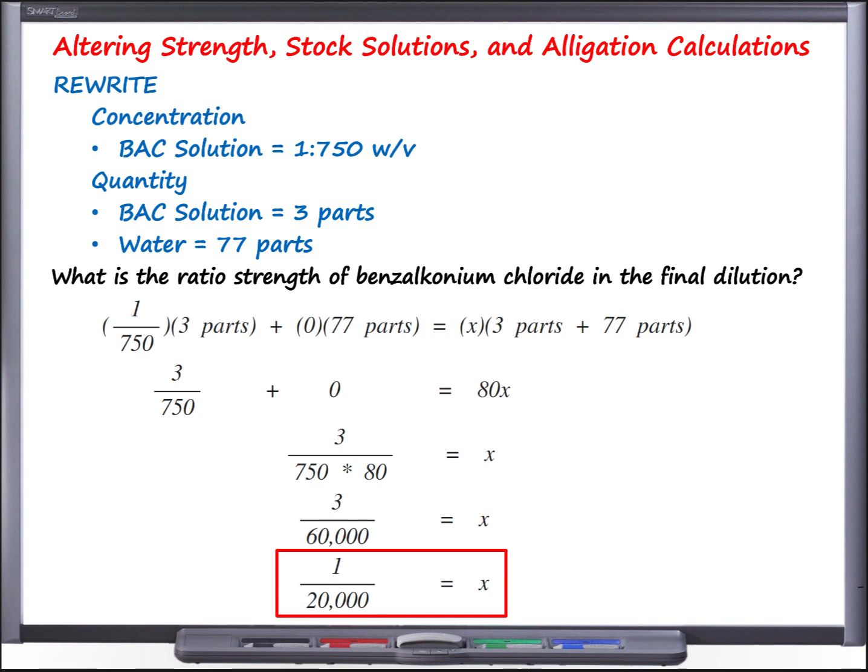And go back to the first line of that equation. What did x represent? X represents the concentration of benzalkonium chloride in our final solution, expressed as a ratio strength. So when we mix all of those things together, what we get is a concentration of 1 to 20,000 weight per volume of benzalkonium chloride. And that is essentially the answer to this question.